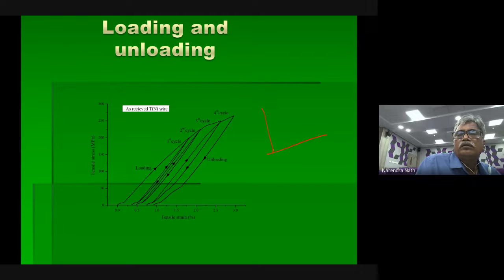Loading and unloading, first cycle, second cycle, third cycle, fourth cycle, like this. And here, during unloading, we don't have a proper mechanism to measure it. While loading, it is going nicely. When it is unloading, at some point it records a value, after that it won't record. Then forcibly it is brought back here, and we treat this as residual stress.